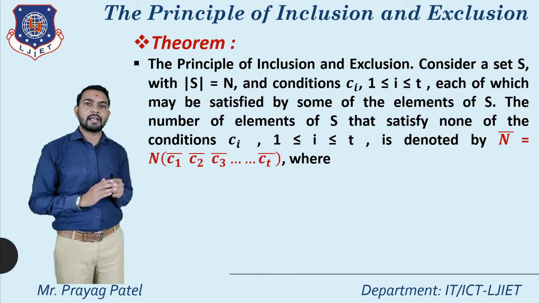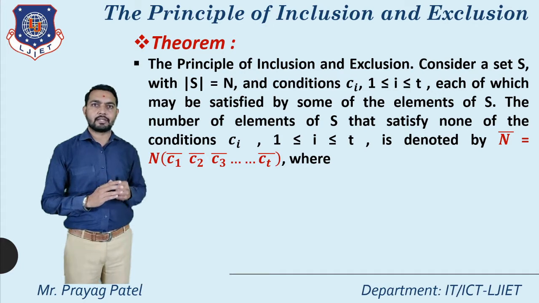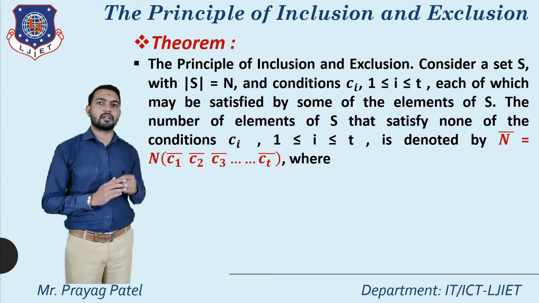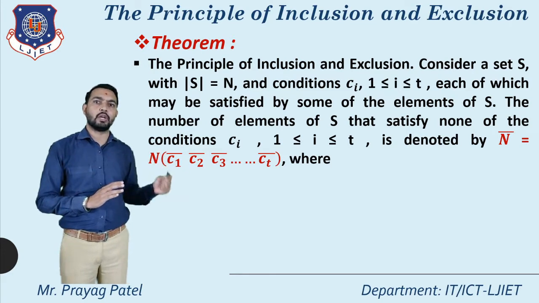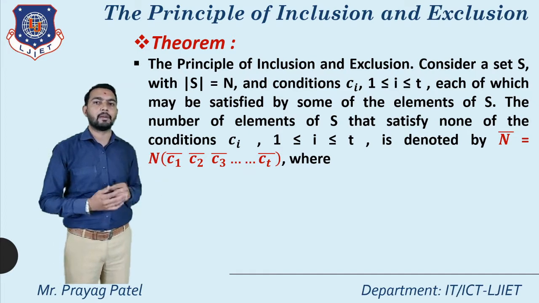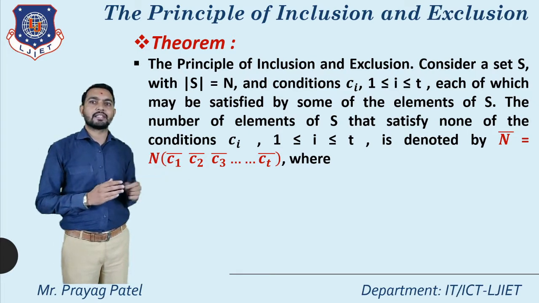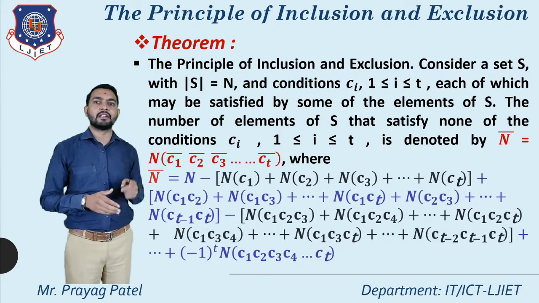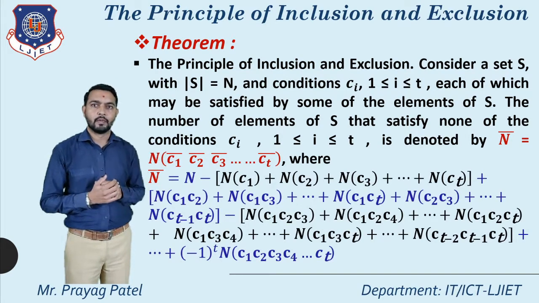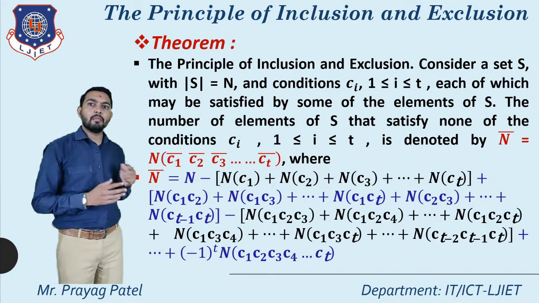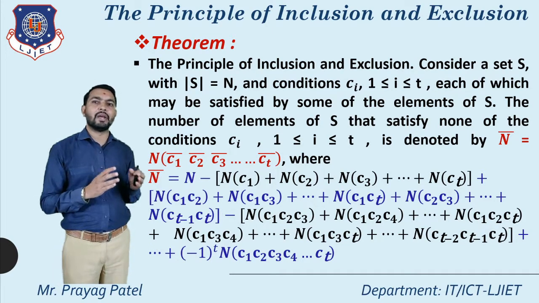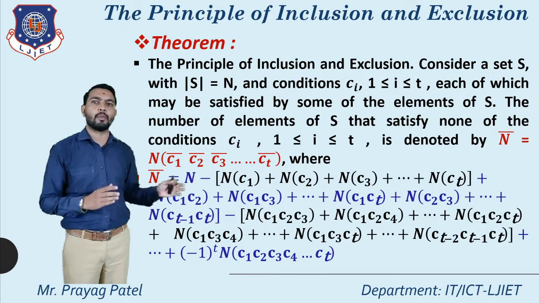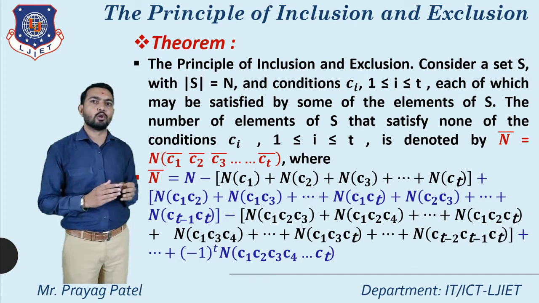So n bar or n dash is equal to N(C1' C2' C3' up to Ct'), because our last element is t. The condition is 1 ≤ i ≤ t, which means the last element is Ct. So this considers not satisfying any condition C1, C2, C3 up to Ct. We already discussed some basic equations. Now here is the common equation for the principle of inclusion and exclusion.